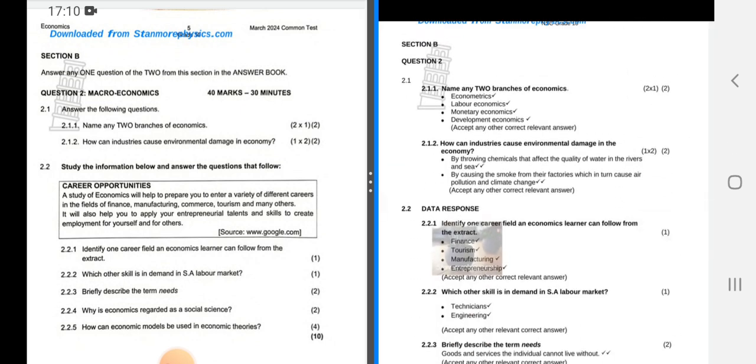All right, so let's go to question B and C. Answer the following questions. Name any 2 branches of economics. So with the branches of economics, here they are. We have econometrics, labor economics, monetary economics, development economics. So those are examples of branches of economics. Okay, so you can choose from any of the list.